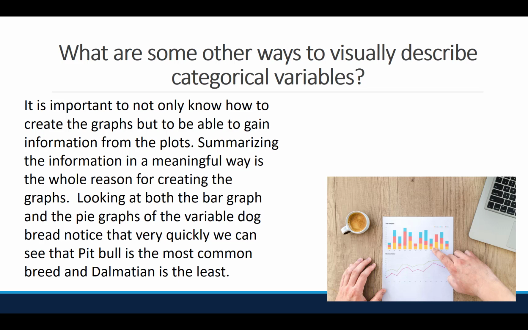It's important to not only know how to create the graphs, but be able to gain information from the plots. Summarizing the information in a meaningful way is the whole reason for creating the graphs. Looking at both the bar graph and the pie graph of the variable dog breed, notice that very quickly we can see that Pit Bull is the most common breed and Dalmatian is the least. This concludes the Module 6.2 video.